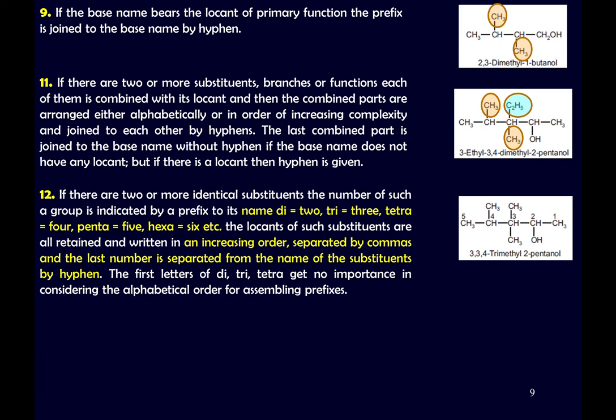Next point. If there are two or more identical substituents, the number of such groups is indicated by a prefix: di for 2, tri for 3, tetra for 4, penta for 5, hexa for 6.